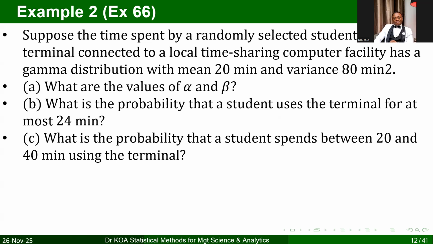Now, why should we do that? Because you have the 20 and you have the 40, so you have a range. And because you have the range, you will now do the cumulative for the 40 minus the cumulative for the 20, isn't it? Yes. So go for it.